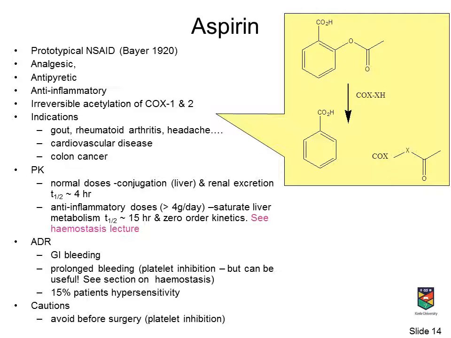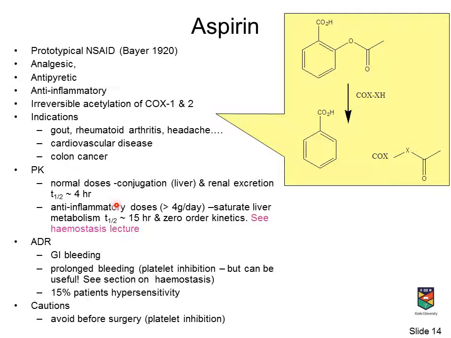At normal doses that are used to treat pain, it's primarily cleared by conjugation and renal excretion, and it's got a half-life of about 4 hours. But at higher doses, I'm talking about more than 4 grams a day, it can also be anti-inflammatory, and at that point its kinetics changes.